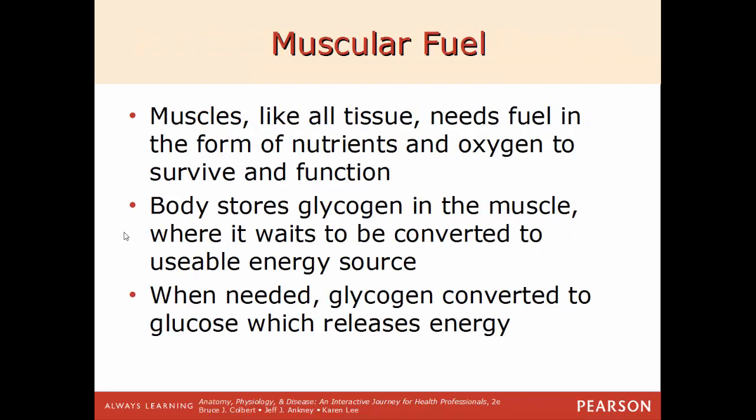All right, next we'll talk about muscular fuel. Muscles, like every other kind of tissue, need fuel in order to work. So you need to get nutrients, you need to get oxygen to survive and also to function. Now, the body will store glycogen in the muscle. Glycogen is a stored, altered form of glucose or sugar, and it stays there until it's converted to a more usable energy source. So when needed, this glycogen gets converted back into glucose, which is your fuel for your cell.